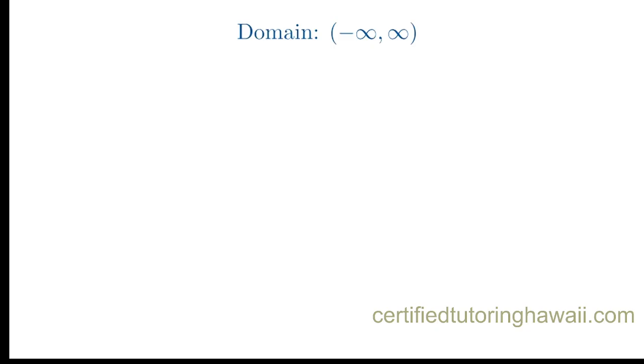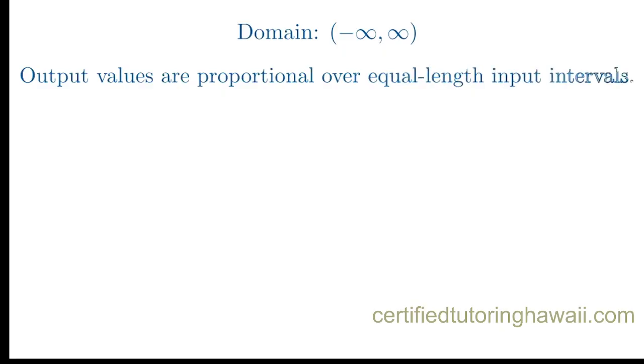Second, their output values have a special relationship. The output values are proportional over equal length input intervals. This is a key distinction from linear functions. For a linear function, we have a constant difference over equal intervals. That is, we add the same number. For an exponential function, we have a constant ratio. We multiply by the same number, the base b.